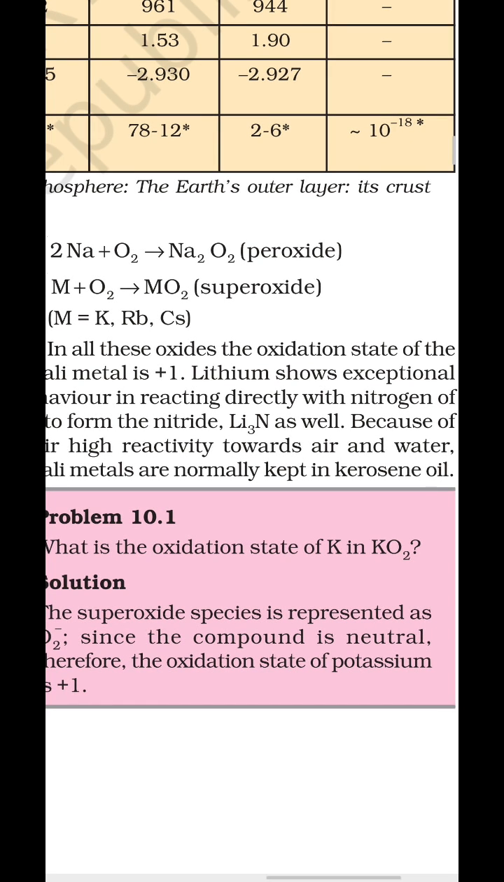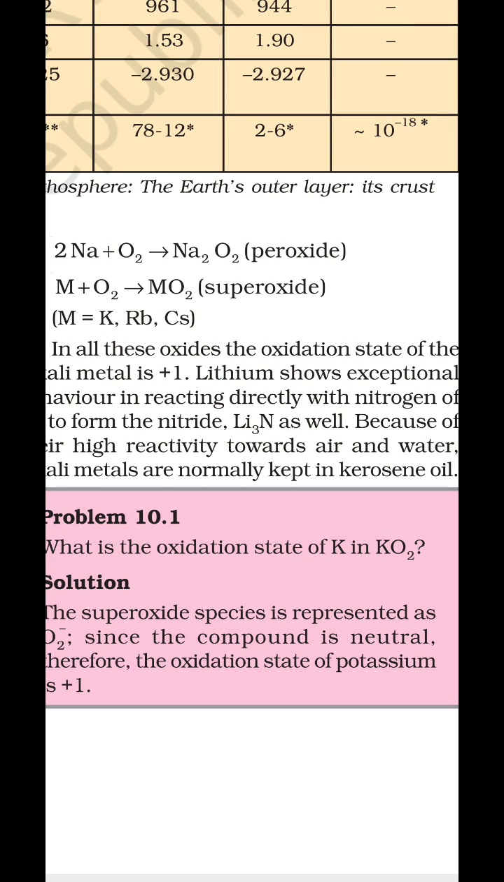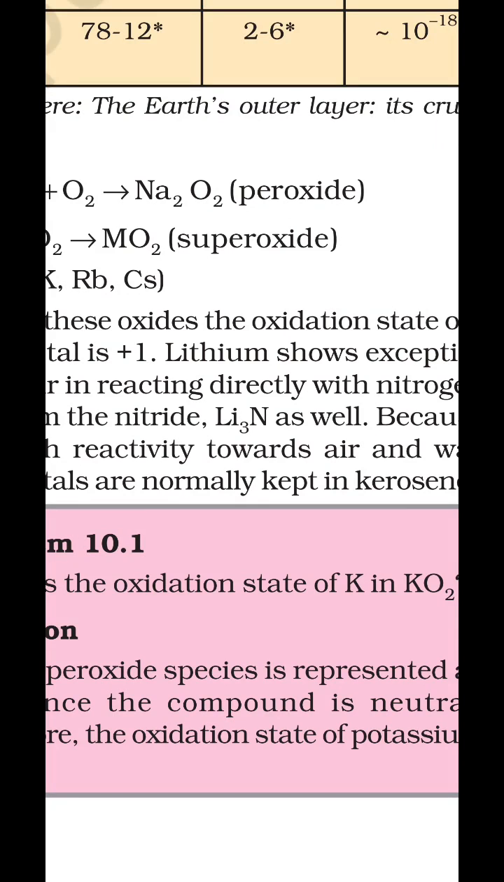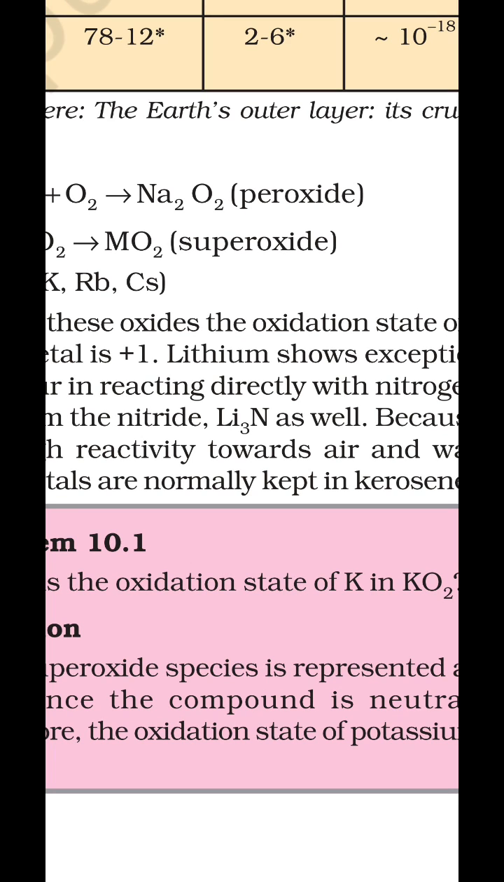So the size of the cation will increase. That's why a big size cation can stabilize a big size anion, because here oxygen increases. That's why it forms big oxide, big size superoxide. So as we move down the group, cation size increases, so a big size cation can stabilize a big size anion. Lithium is the only element that can also react with nitrogen gas to form lithium nitride. So lithium shows exceptional behavior. Here lithium reacts with nitrogen to form lithium nitride, but other alkali metals do not react with nitrogen.